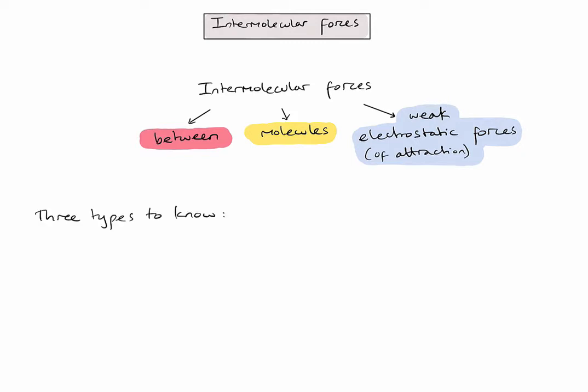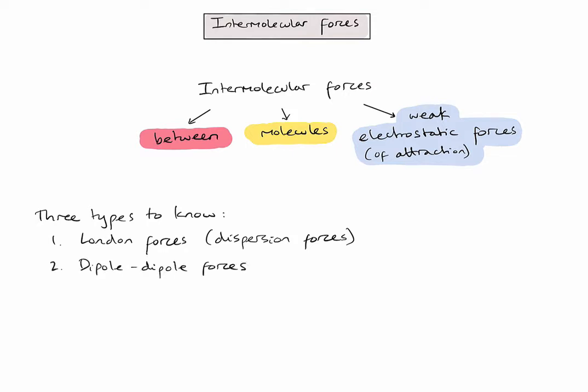In IB chemistry, there are three types of intermolecular forces that we need to be aware of. Firstly are London forces, also known as dispersion forces. Secondly are dipole-dipole forces. And thirdly is hydrogen bonding. And there's another term you'll see in the syllabus, which is van der Waals forces.